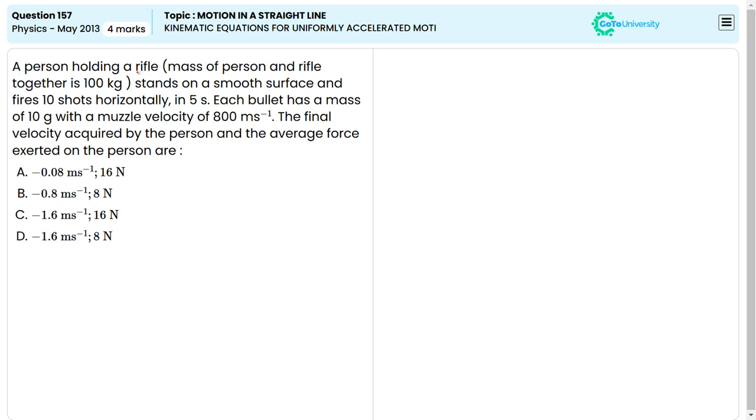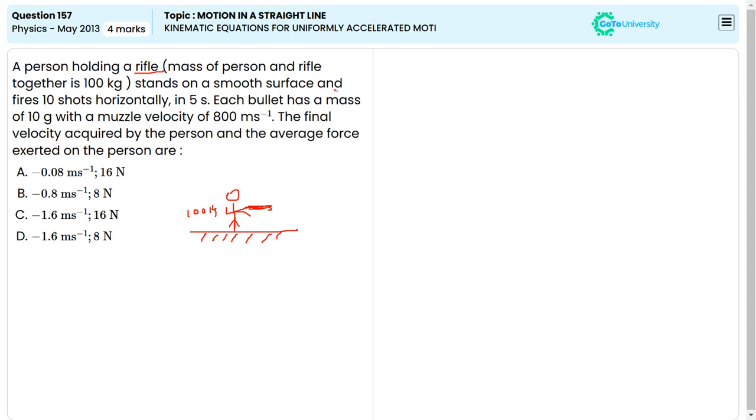A person holding a rifle, mass of the person and rifle together is 100 kg. Assume this is one of the platform. On this platform, one person is standing and is holding a rifle. The weight of the rifle and the person, the whole thing becomes 100 kg. Total is 100 kg.